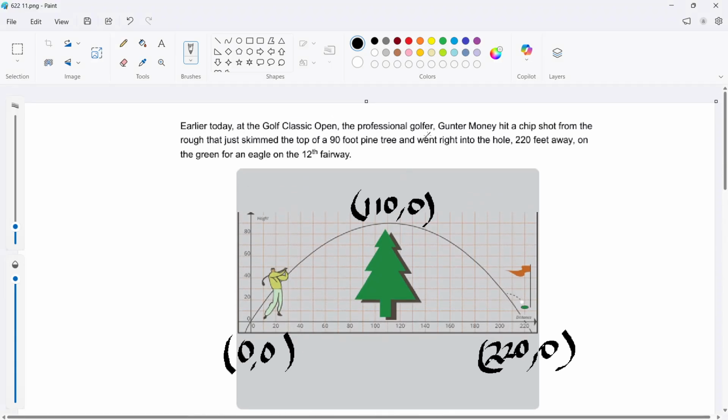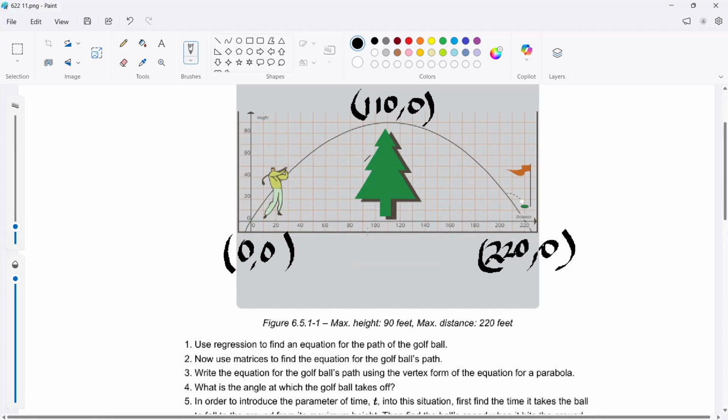This is a question for Precalculus, for parametric equations and parabolic equations. Earlier today at the Golf Classic Open, the professional golfer Gunter Munning hit a chip shot from the rough that just skimmed the top of a 90-foot pine tree and went into the hole, 220 feet away, on the green for an eagle on the 12th fairway.